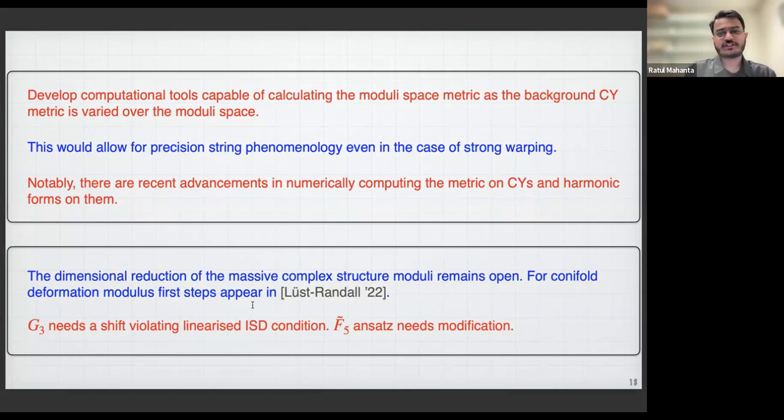Then there is the dimensional reduction of the massive complex structure moduli, which violate the linearized ISD conditions. That remains open for particular such moduli, such as the conifold deformation modulus. First steps appear here, but some assumptions are made regarding the flux fields, and we believe this needs shifts violating the linearized ISD conditions. Also, our F̃5 ansatz needs modification to deal with that. This is something we want to look into in the near future.